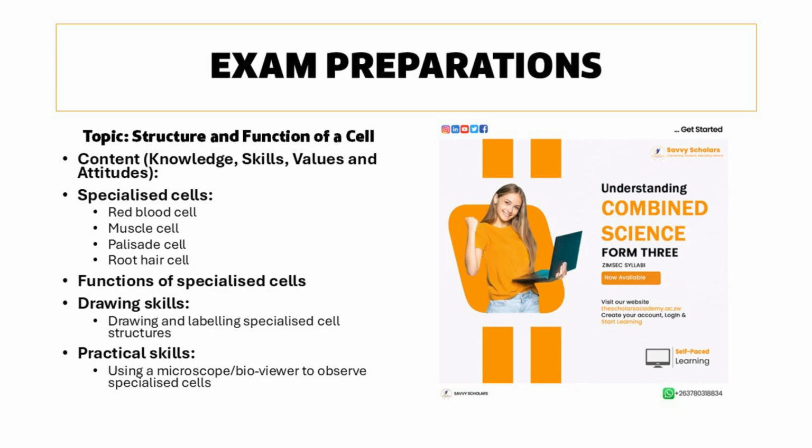And then under this topic, you went through specialized cells such as red blood cells, muscle cells, palisade cells, and even root cells. And here you highlighted some of the functions of specialized cells, where you were given again also access to understanding on how to draw and label these specialized cells and their structures, and also some of the practical skills involved, you using a microscope or a bioviewer to observe these specialized cells.